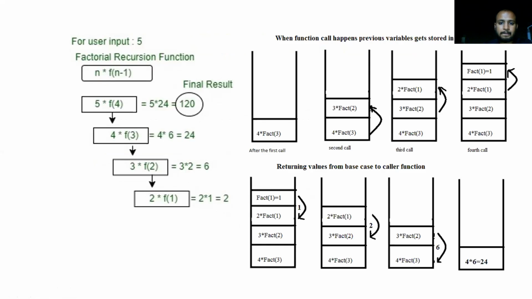In the recursion stack, you will call Fibonacci of n. What will happen? Fibonacci of n will call itself with n minus 1, and n minus 1 will call n minus 2, and so on. Say you have called Fibonacci of 5. Fibonacci of 5 calls Fibonacci of 4, Fibonacci of 4 calls Fibonacci of 3, 3 calls 2, and 2 calls 1, right?